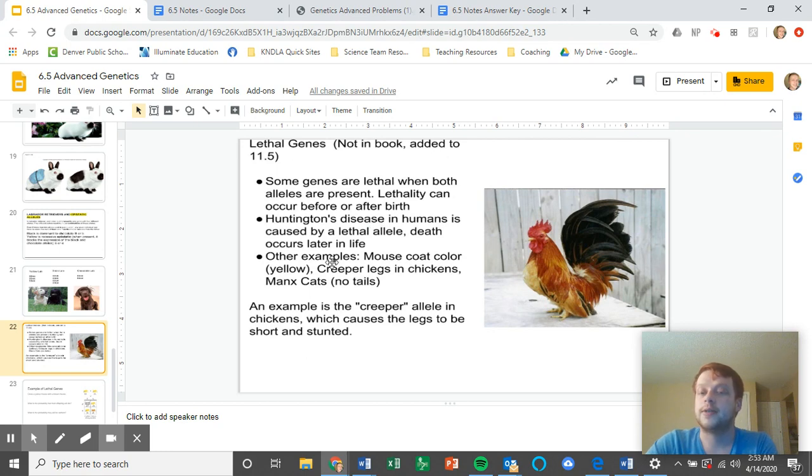Other examples that often show up on AP exams would be like mouse coat color and then the creeper legs in chickens, which you can see over here on the right. Another would be Manx cats, which don't have tails. The reason for that is that tails help them with balance, so it's technically a lethal gene because if they were in the wild, they wouldn't survive. This creeper allele over here in the chicken causes it to have really short legs, which means it can't navigate as freely and is more likely to be eaten by predators.